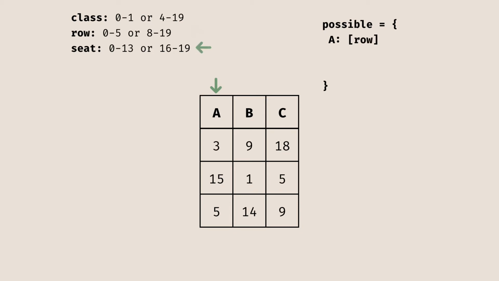Now if I check for compatibility between the seat label and column A, this is not going to work out because of the value of 15, right? 15 does not fall into the seat range. So it looks like for my very first column, the only possibility is row.